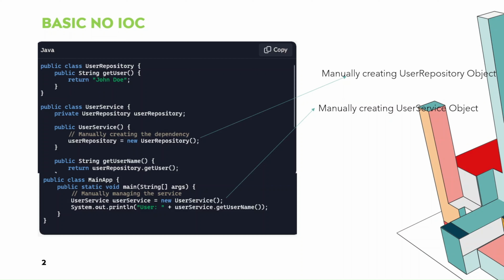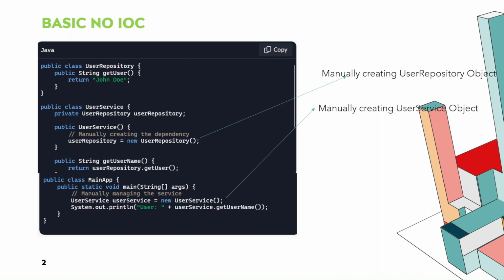like user service, and in that user service I am creating an object for user repository equal to new user repository. I am using the new keyword and the class name to create an object manually. Same thing I am doing in the main class also. In the main method I am creating a new user service.